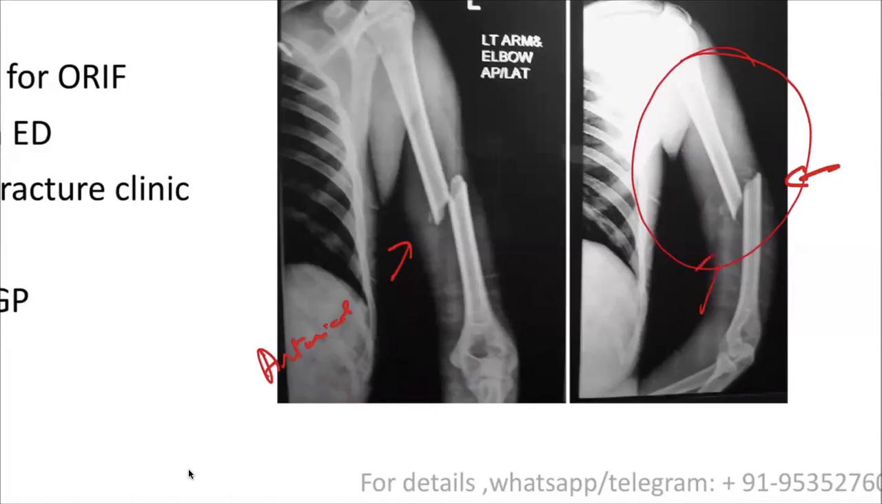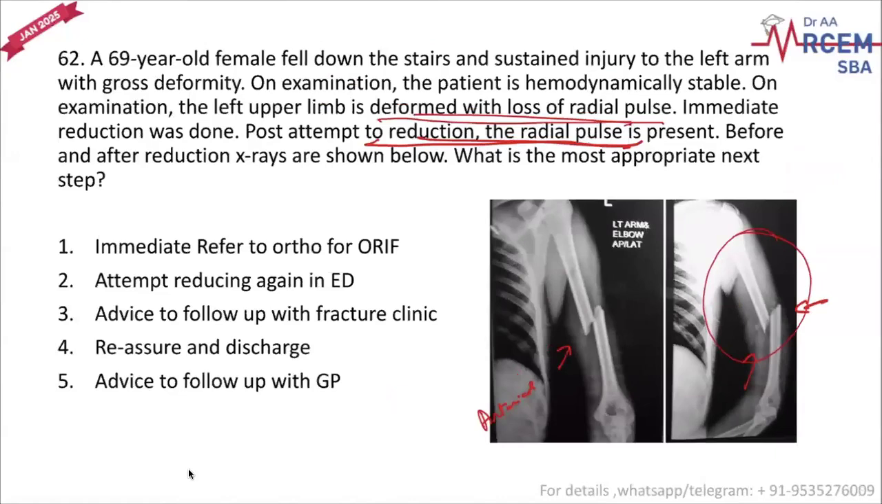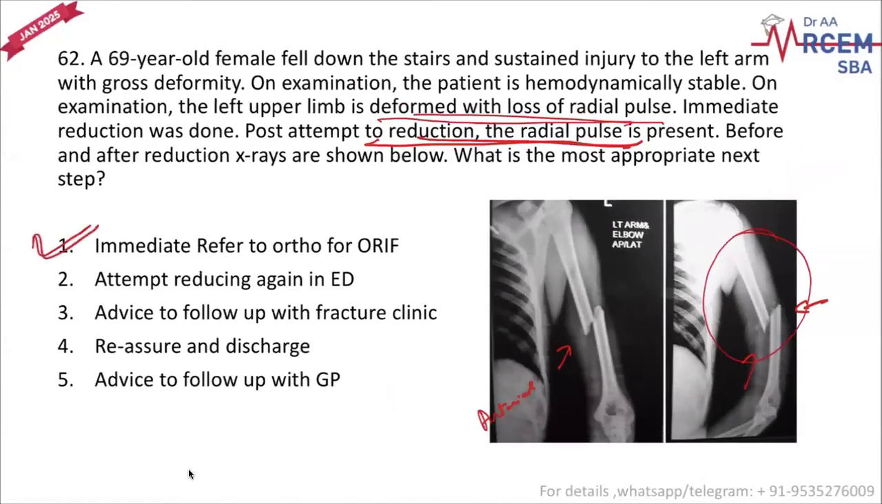There is an obvious humeral shaft fracture which is displaced. It requires nailing. ORIF is required. So immediate referral to the orthopedics for an ORIF is the right answer. Again, do not attempt reduction. It's an unstable fracture. Again, you got a pulse back, so do not reattempt it. Advice to fracture clinic: you can do that, but the better treatment will be referral to the orthopedics in this situation because there was a vascular compromise. Some movements can again cause vascular compromise. You're worried, so immediate referral to the orthopedics will be the right answer. Reassurance and discharge, no, wrong.